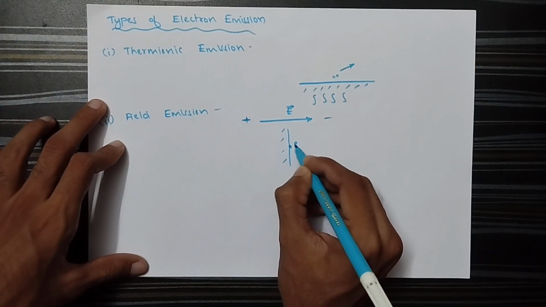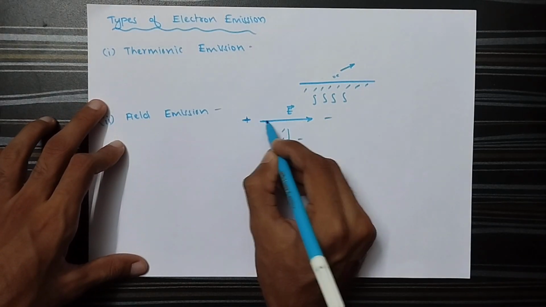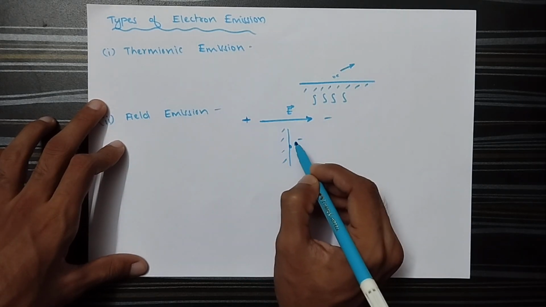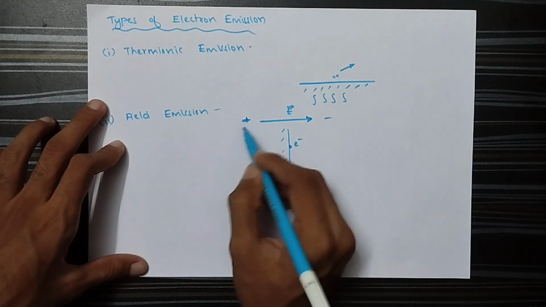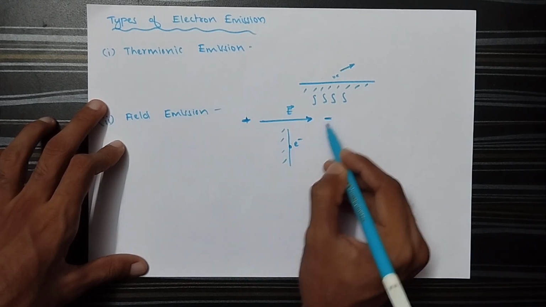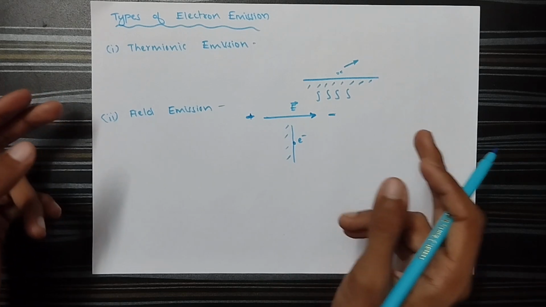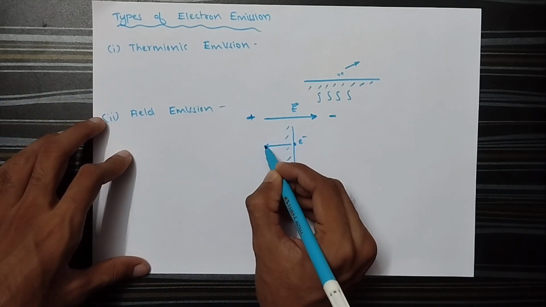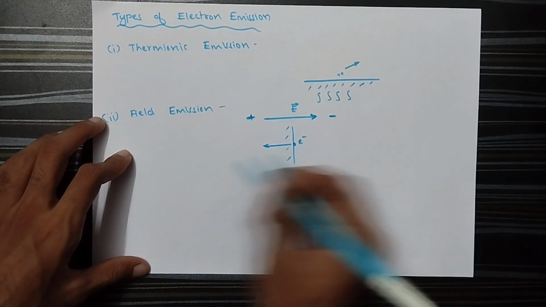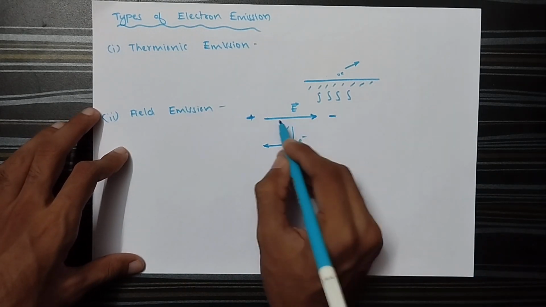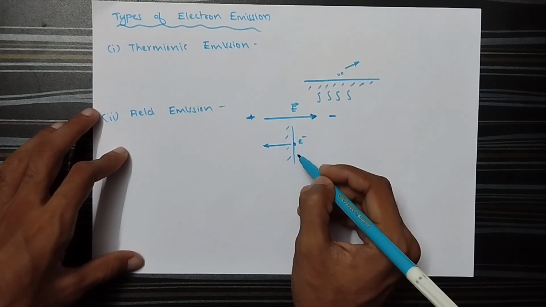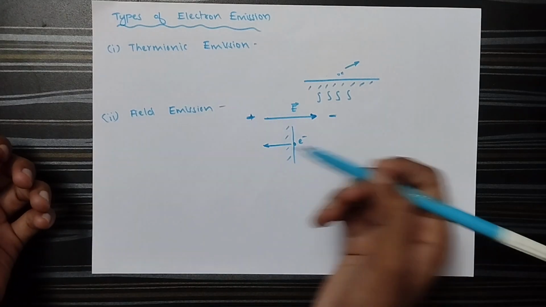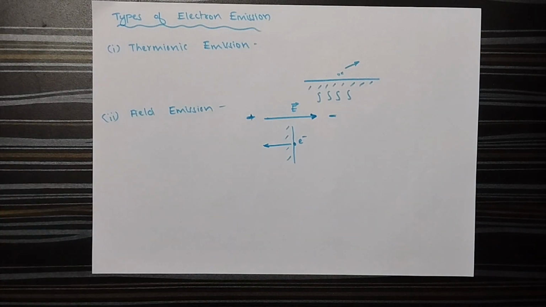Electrons are negative. By applying a really strong electric field, the negatively charged electrons are attracted to the positive side of the field, and they're repelled by the negative side, because like charges repel and unlike charges attract. So the electron will want to move to this side, opposing the electric field. If we apply a really strong electric field, electrons will jump out of the surface and move opposite to the electric field.